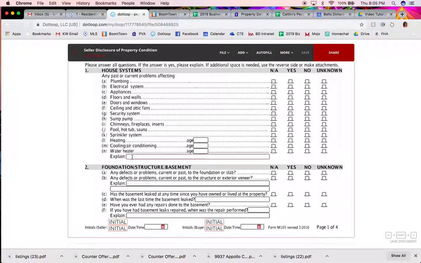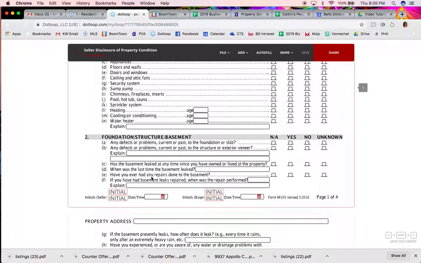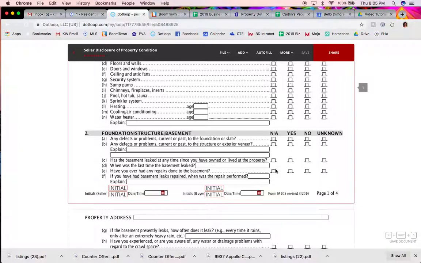So once you get through the house systems, you move on to the basement and the foundation. So if there is no basement on the home, obviously NA. However, if there is any basement or foundation things that need to be addressed, here's the space to do that. The sellers will initial on every single page, and they will also date and time every single page, as will the buyers when they review this.